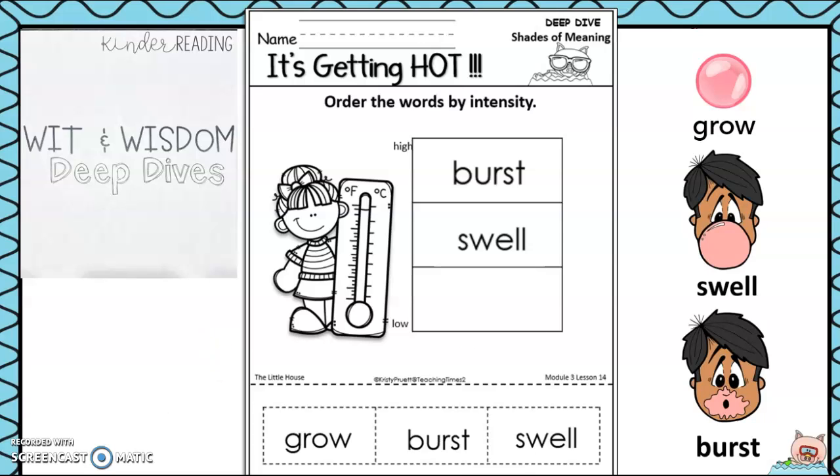Our last picture is of a piece of bubble gum. There is no force of air being blown. This has the least intensity. El chicle no tiene fuerza de aire soplado. Esto tiene la menor intensidad. So we will add our last word, grow.